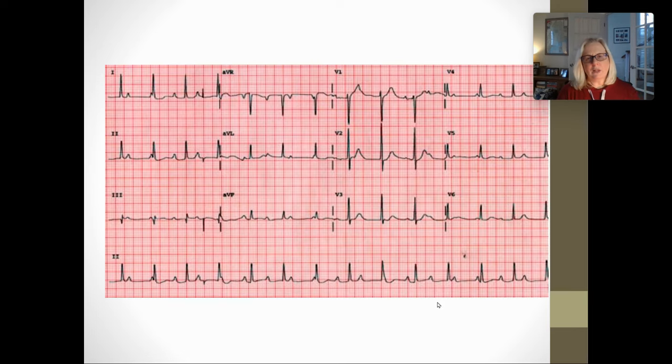All right, this one. Take a look at the rhythm strip down bottom. I'm going to give you a few seconds to take a look. Try to match up your P waves with your QRSs. Look at some P to R intervals. And see how fast the P waves are going.